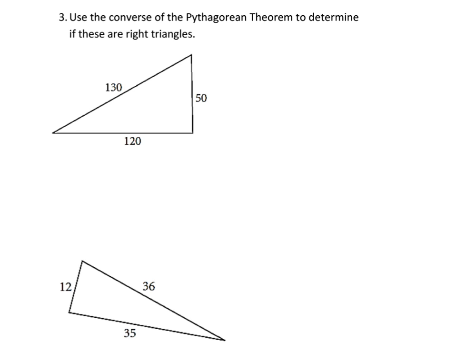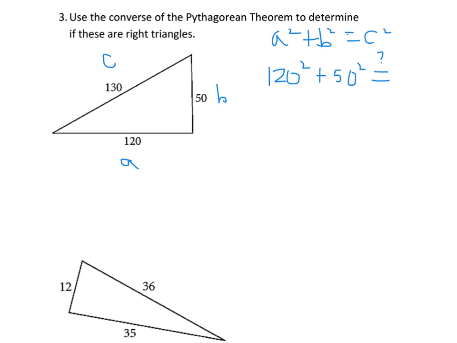Use the converse of the Pythagorean theorem to determine if these are right triangles. Label the legs A and B. The hypotenuse is the longest side. We're trying to figure out if this is a right triangle. So we plug it in to the Pythagorean theorem. A squared plus B squared equals C squared. And we'll see if we get a true statement. So 120 squared plus 50 squared, does that equal, question mark, 130 squared?